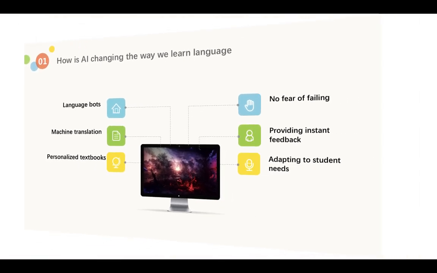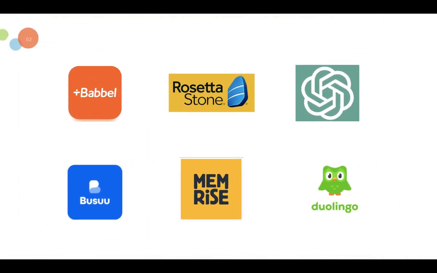On another page, I plan to briefly introduce some popular language learning software such as Babbel, ChatGPT, Duolingo. In this section, I mainly want to briefly introduce the highlights of each software for language learning and compare them.